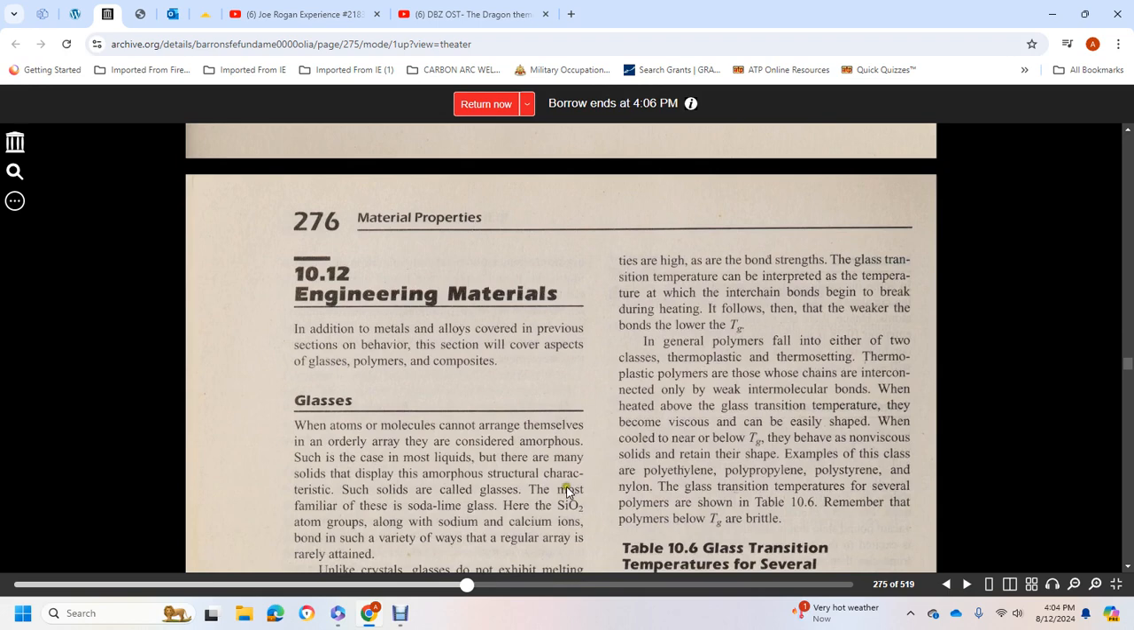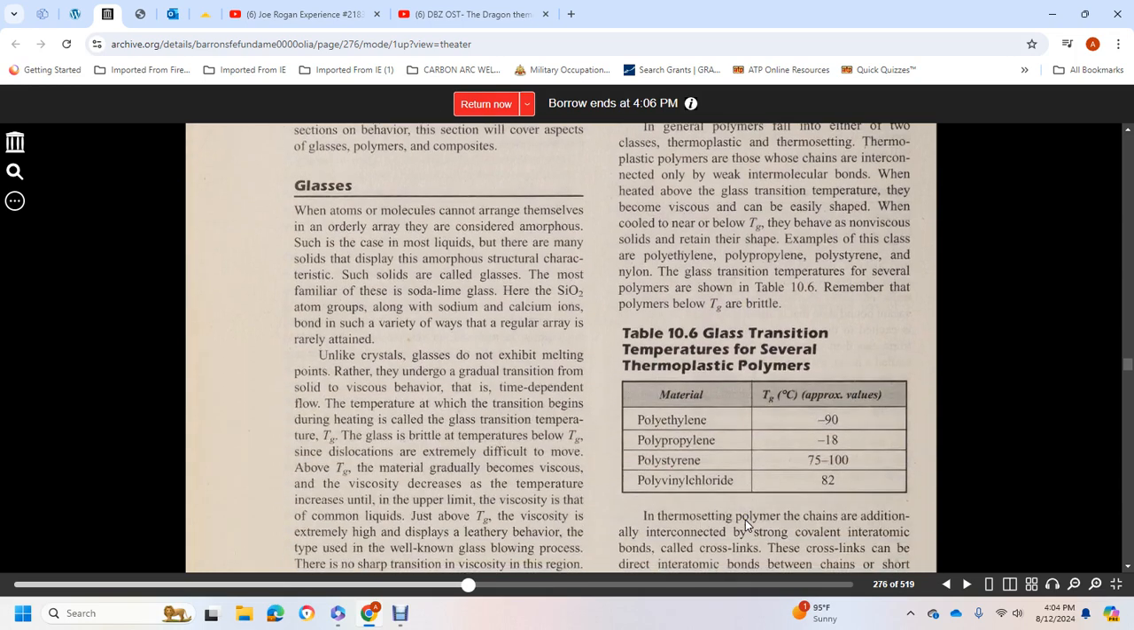In general, polymers fall into either of two classes: thermoplastic or thermosetting. Thermoplastics are those whose chains are interconnected with weak intermolecular bonds, so above the glass transition temperature the viscosity allows them to be readily shaped, and cooled below the glass transition temperature they become non-viscous solids that retain the shape. Examples are polyethylene, polypropylene, polystyrene, and nylon. Glass transition temperatures for several polymers are shown in Figure 10.6. Remember that polymers below the glass transition are brittle.